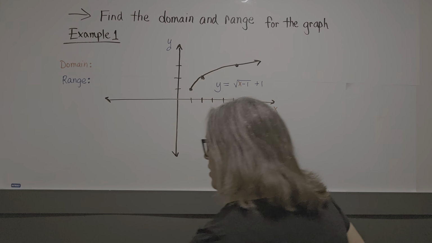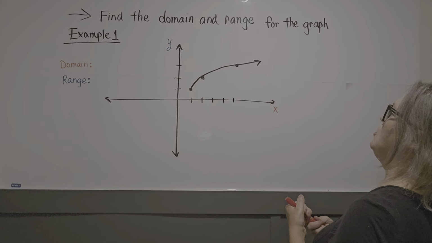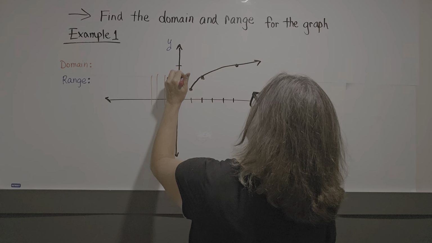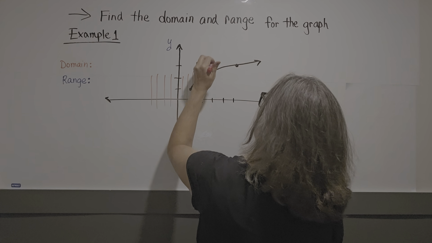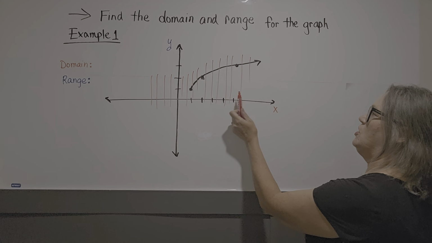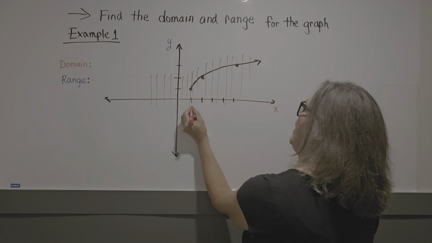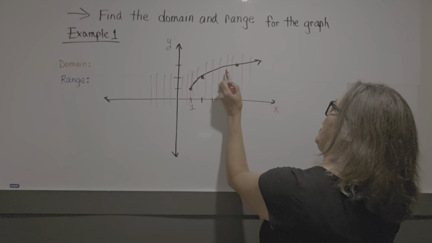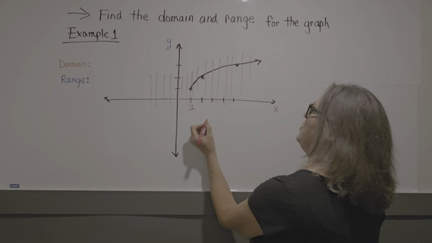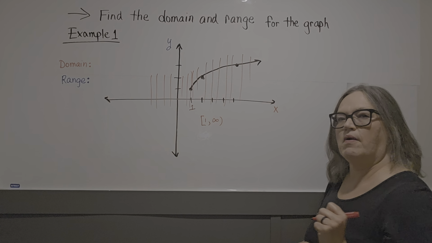I'm going to erase my symbolic representation here because I just want to focus on the graph. And so I'm looking at x values, so I'm going to draw vertical lines that represent the x values all over my graph. And notice that these vertical lines hit the graph starting here at 1, and everywhere this is going to go forever this way. So it goes from 1 to infinity.